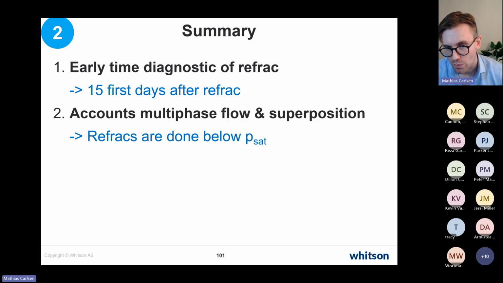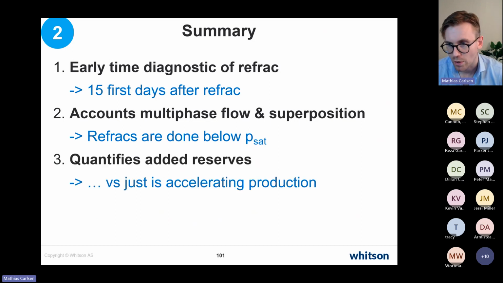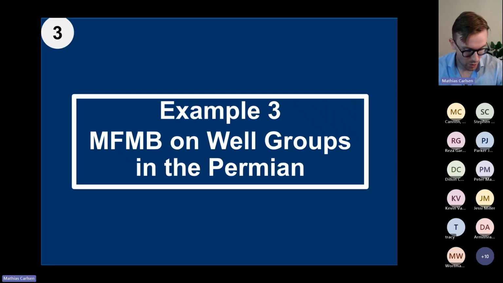The method also accounts for multiphase flow and superposition, which is also a big thing, especially when these refracs are done below the saturation pressure. And it can also differentiate between, okay, are we actually adding reserves here or just accelerating production? So that's a quick case study on using it for refracs.